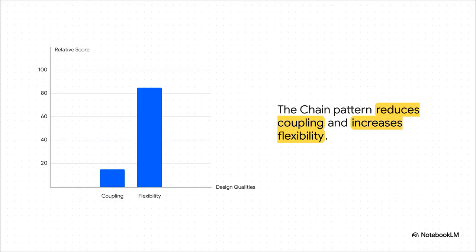And this chart really just sums up the trade-off perfectly. With that monolithic if-else block, your code coupling is through the roof, and your flexibility is basically zero. But by switching to the chain of responsibility, you just slash that coupling and get this massive boost in flexibility. Yeah, the initial setup might be a little more complex, but the long-term payoff is absolutely worth it.